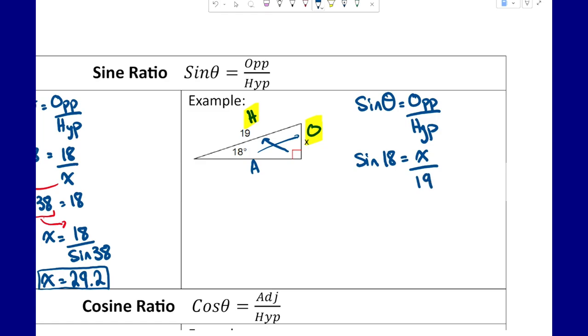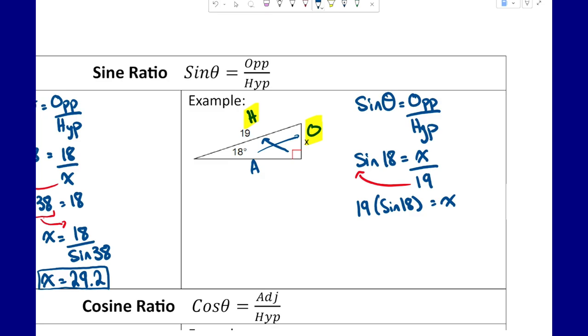Now I want to get x by itself. I'm trying to solve this equation for x. So to get x by itself, I have to move the 19 over. When I move 19 over, I bring it up. It's division on one side, it becomes multiplication on the other. So 19 times sine 18 is equal to x.